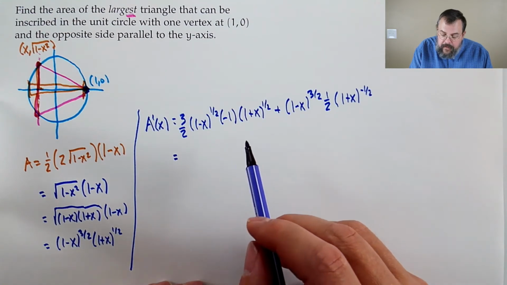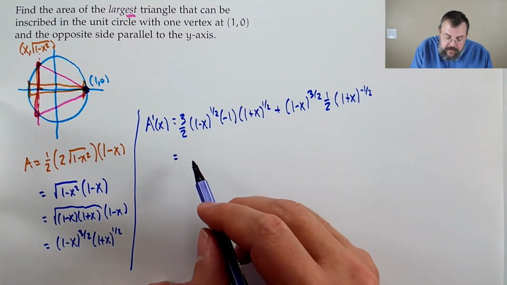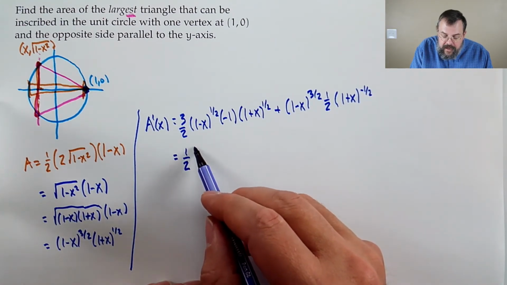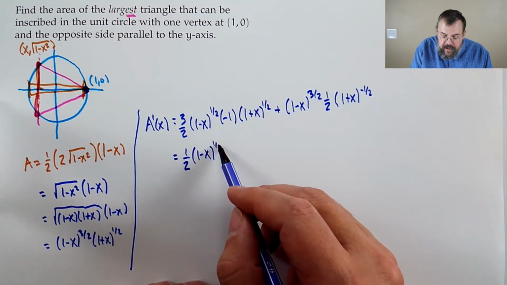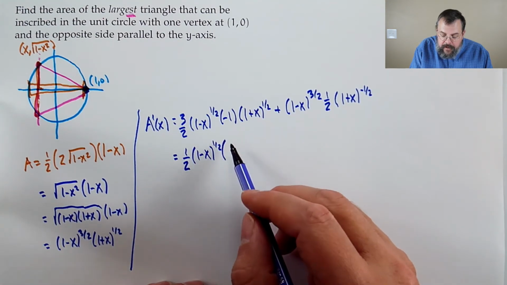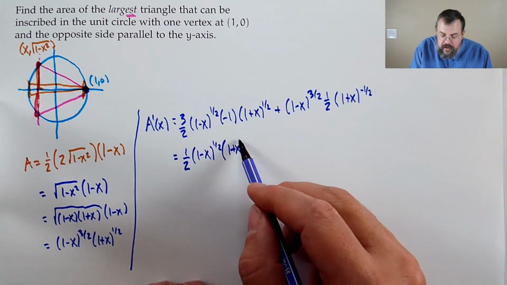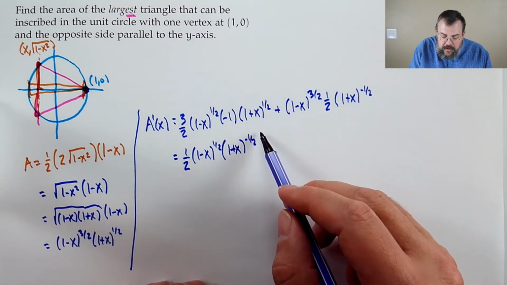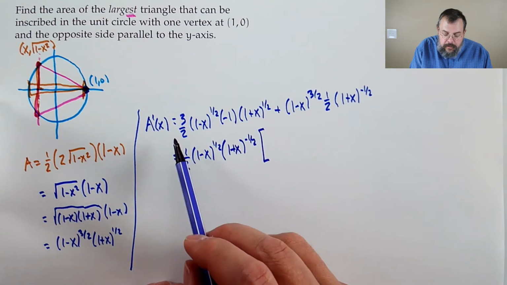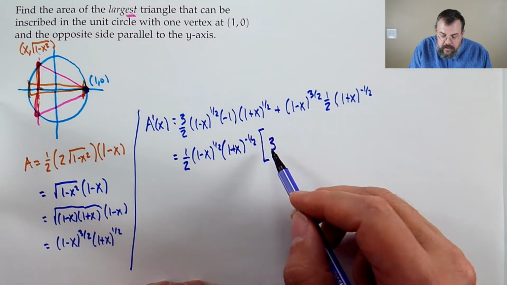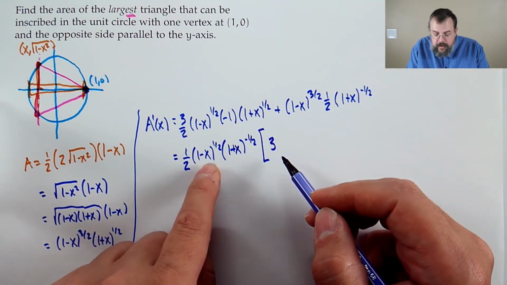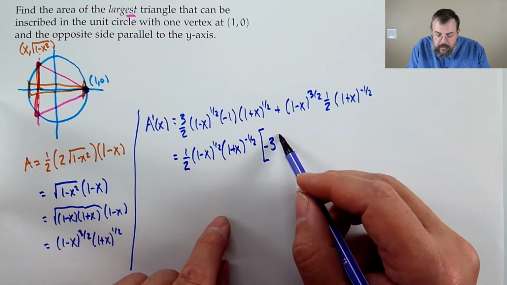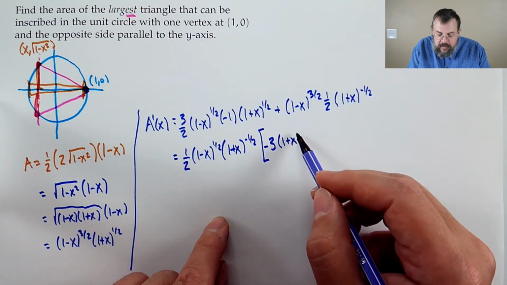All right, so let's pull out what we can. Well, we can pull out a 1/2. That gets rid of some fractions. The smallest power of 1 minus x is the 1/2 power, and the smallest power of 1 plus x is the minus 1/2 power. So if we pull all of that out, what are we left with? Well, we have a 3 there. We grabbed the 1 minus x, we didn't grab the minus, so that's a minus. And then we'll have a 1 plus x.